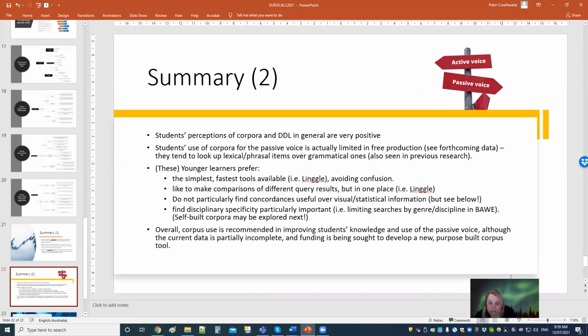However, when involved in free production, they tended not to use the corpus to look for passive voice, but tended to use it to look up lexical or phrasal items over grammatical ones, although this is something that I've found in previous research. In general, these younger learners prefer the simplest, fastest tools available. They like to make comparisons of different query results, but like software that does this in one place. They do not particularly find concordances useful over visual or statistical information, but they do find disciplinary specificity particularly important.